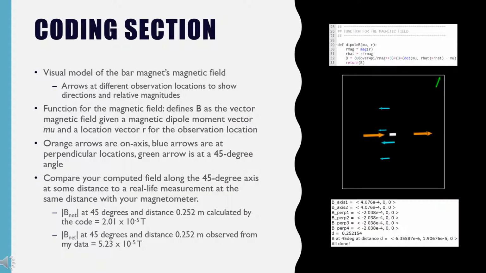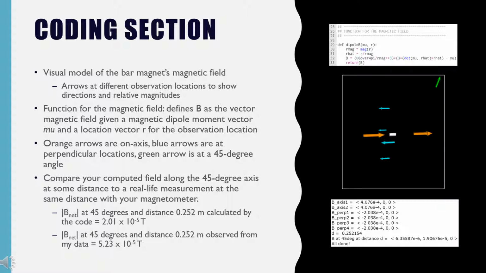The purpose of the code in this lab is to provide a visual model of the bar magnet's magnetic field, modeled with arrows at various observation locations to show how the directions and relative magnitudes change with the location of the observation point. In order to model these arrows, I had to write a function to determine the magnetic field at a certain point. The function, which I've included a screenshot of, takes in a magnetic dipole moment vector mu and a location vector r and outputs a magnetic field vector b.